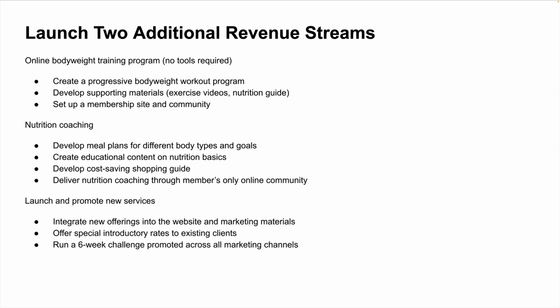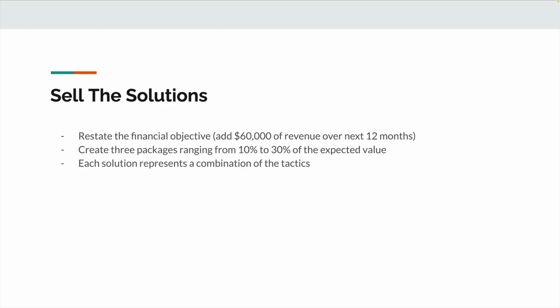So now we've got all three of those things spelled out, and my client can understand where the traffic, the leads, and the clients will all come from, and why that means more revenue. And then I'll get into selling the solutions. When I do that, I'm going to restate the financial objective one more time. I'm going to make sure that my pricing is within 10 to 30% of the expected value. So of the $60,000, my stuff is going to cost somewhere between 10 to 30% of that $60,000.